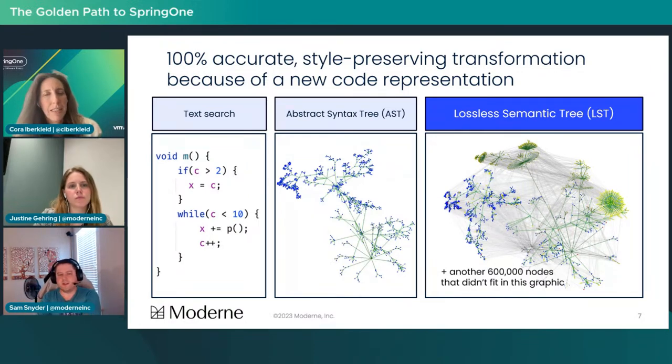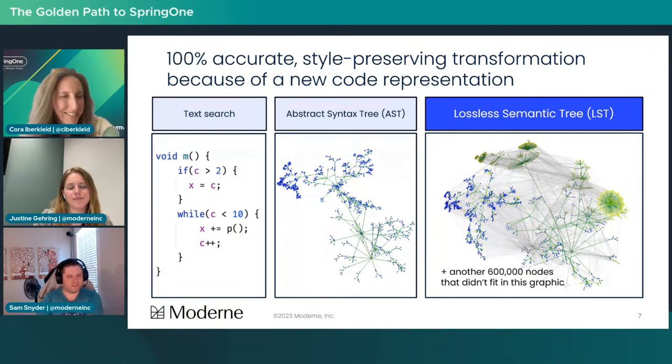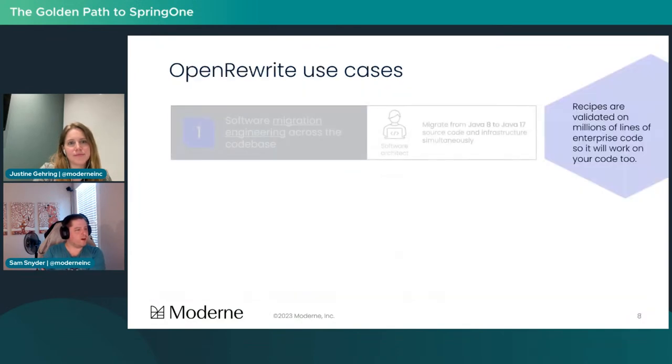So the lossless semantic tree is storing more metadata about any given node, let's say. Absolutely. It has the type information of all the symbols. It has the white space. It knows the full class path and the transitive dependency closure. Yes, exactly. Gotcha. Okay. Awesome. Thank you. All right, I'll let you go on with the presentation. Yeah, thank you. It's a good question.